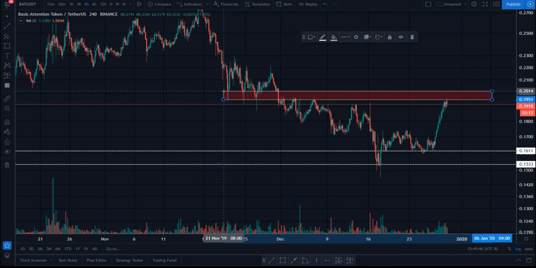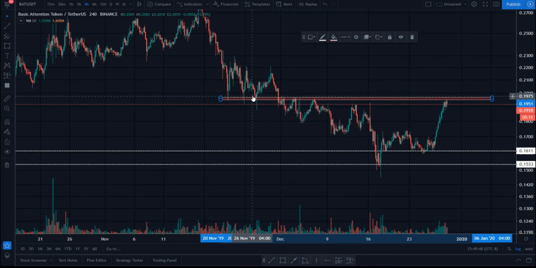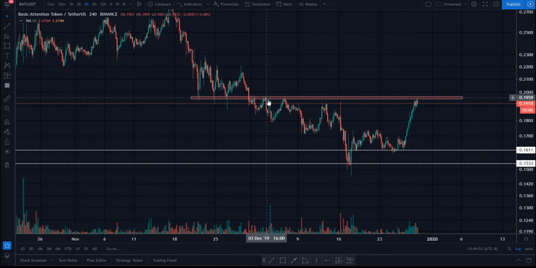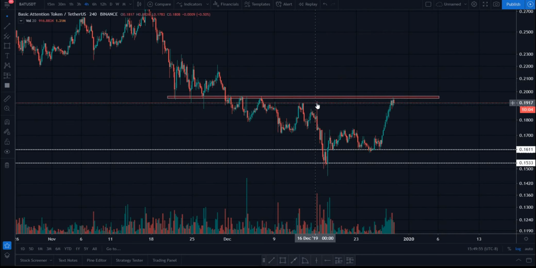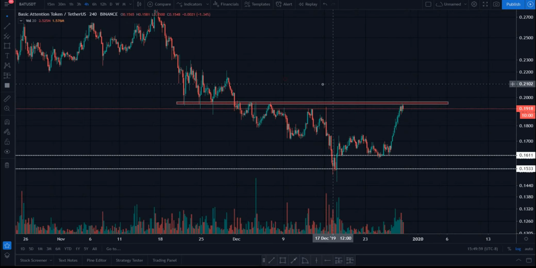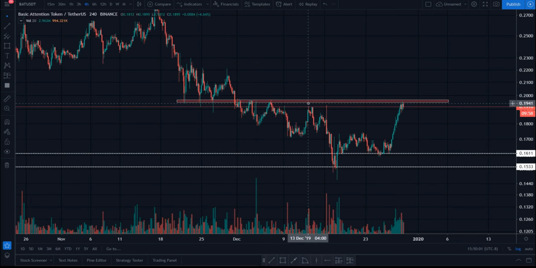We can even encompass this whole zone, but I'm just going to use the 4-hour close on this point right here, and then 1, 2, 3. And we also see some wick action right around here. Did not, unfortunately, hit this top zone here. So this is the setup that I'm going to have for the trend reversal.